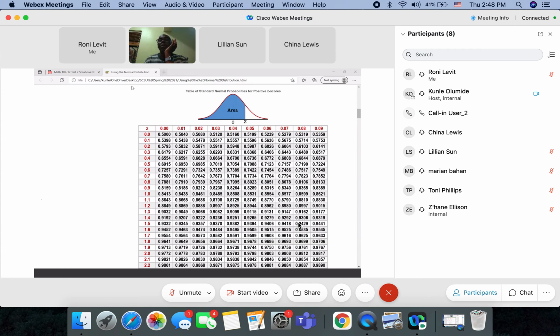What am I looking at here? 0.7454. 1 minus 0.7454 gives me 0.2543. So where did the 0.25 come from, China? Where did you get 0.2525 from?